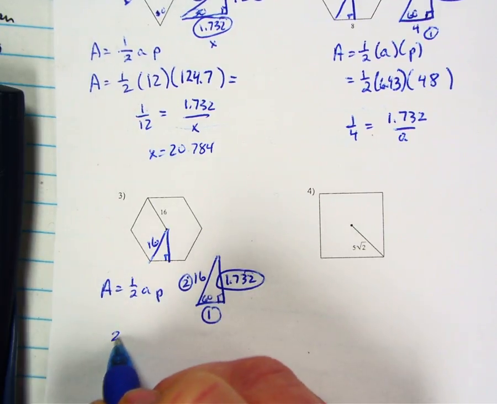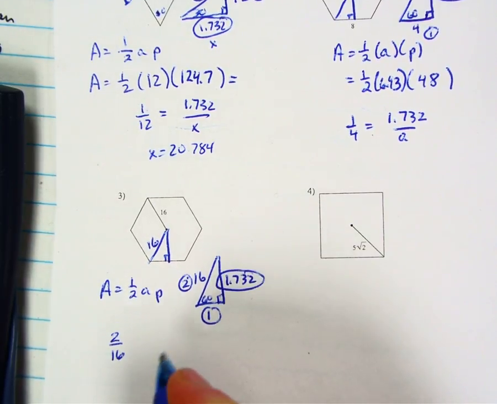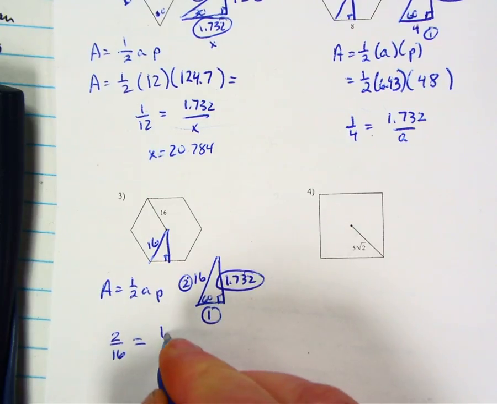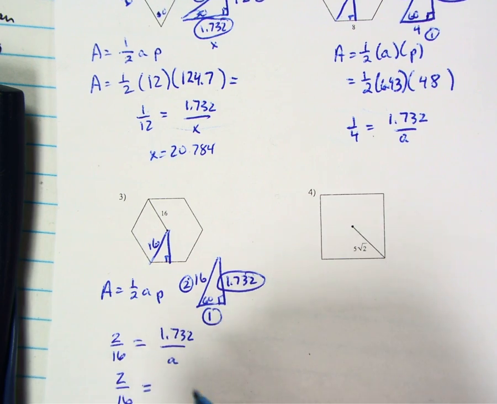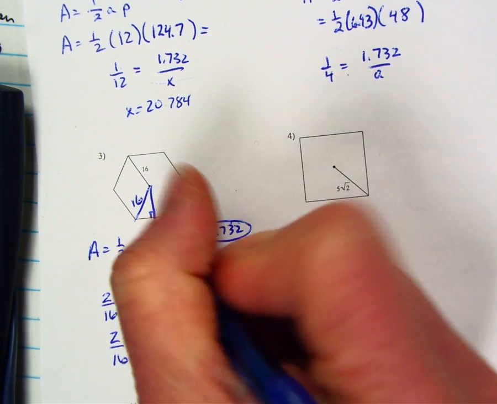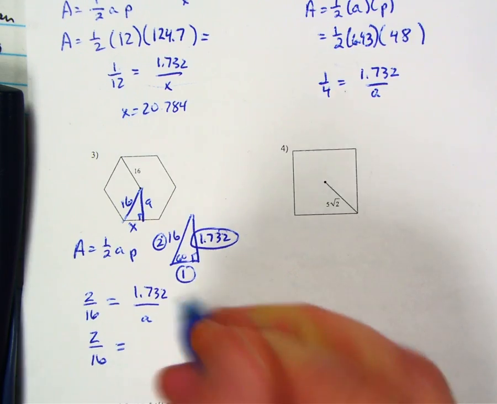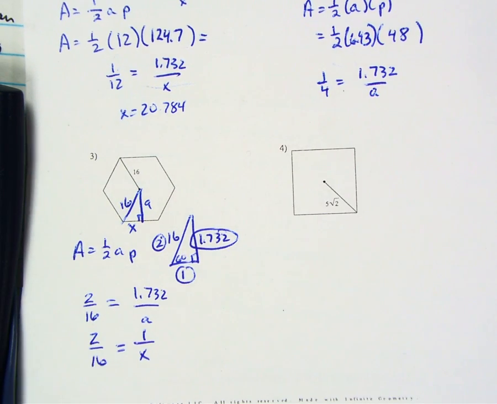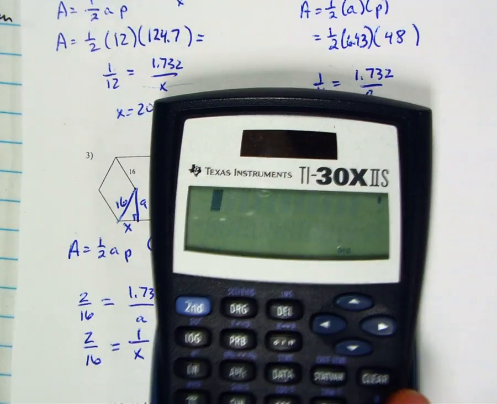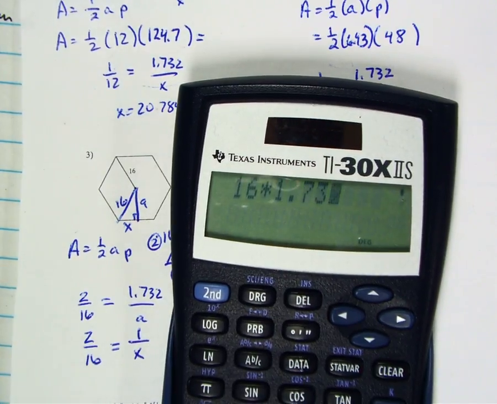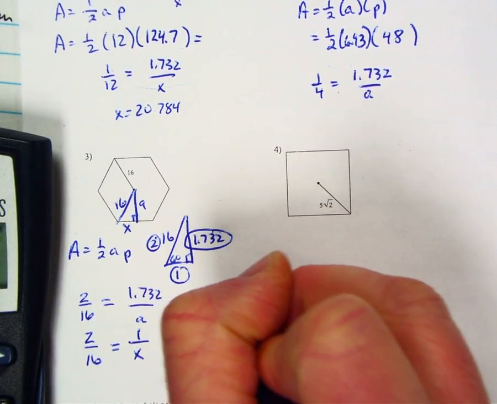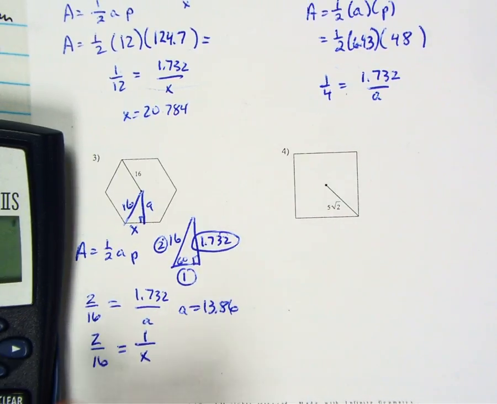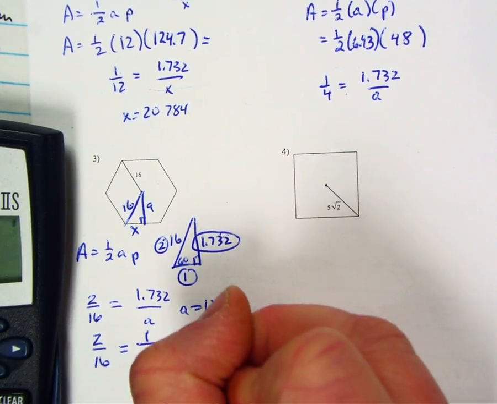So write your proportion. 2/16 equals the 1.732 side over the apothem, and 2/16 equals 1/x. So you need two proportions there. So the first one, I multiply 16 times 1.732 divided by 2. So I have my apothem is 13.86, and the perimeter, 16 divided by 2, x equals 8.